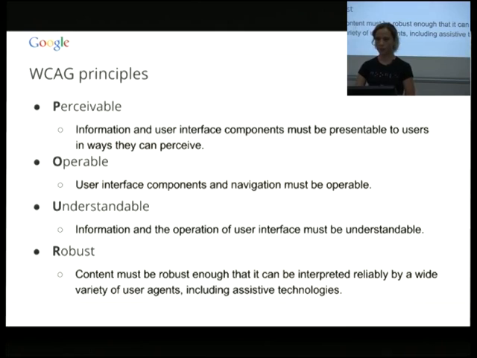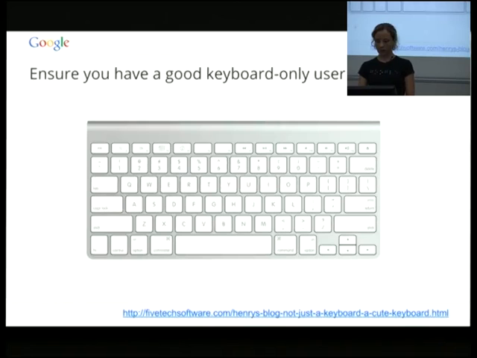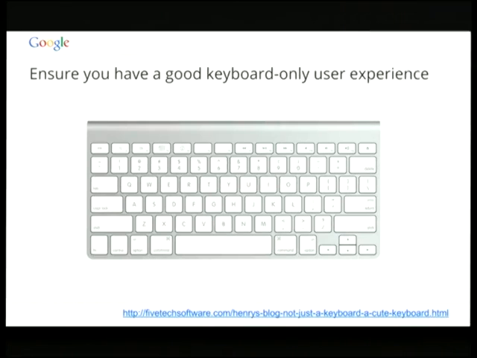Understandable means that things aren't too opaque, things aren't completely incomprehensible to a user. And robust, so again, that it's flexible, it can be interpreted by a wide variety of user agents and assistive technologies. So addressing accessibility, as I keep saying, the first place to start is ensuring that you have a good keyboard-only user experience.